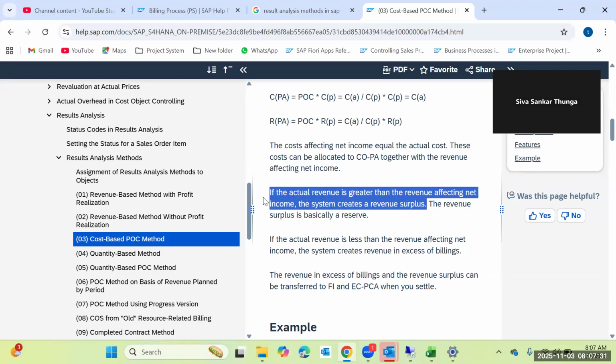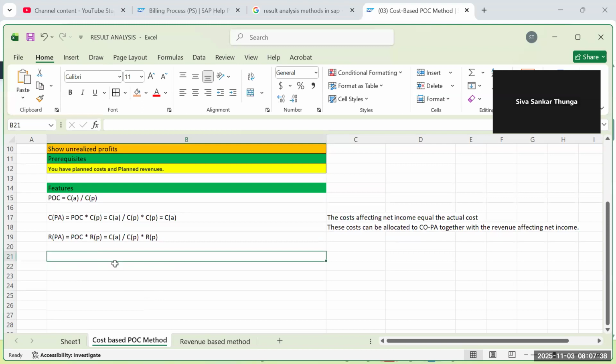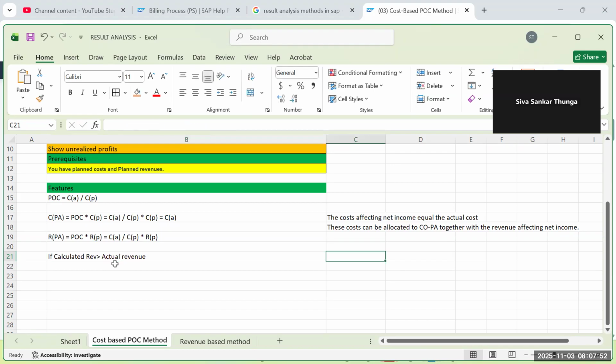This is the statement I told you yesterday, right? POCS will generate, for example, if calculated revenue is greater than actual revenue, what will it do? Can somebody tell?